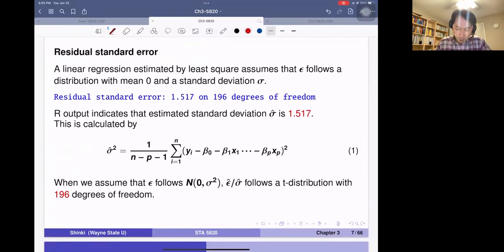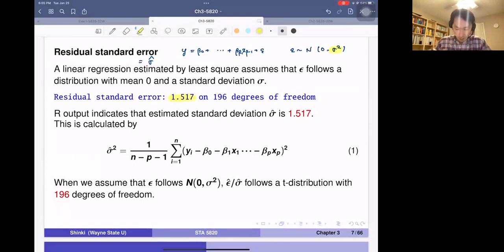And the residual standard error. Our model assumption is that y is equal to beta naught plus beta 1 x1 up to beta p xp, plus epsilon, and epsilon follows a normal distribution with mean 0 and variance sigma squared. This sigma squared is the variance of error, and the sample version is the residual standard error. So the residual standard error is sigma hat, the estimated sigma, and it appears in the output of the linear model.